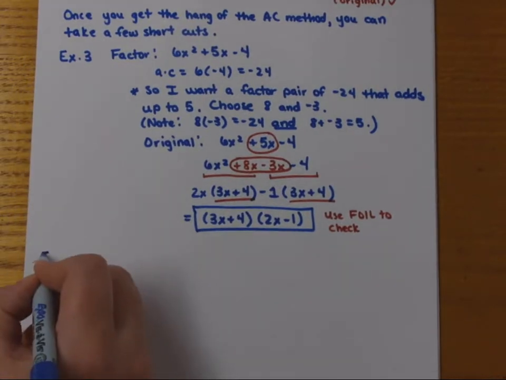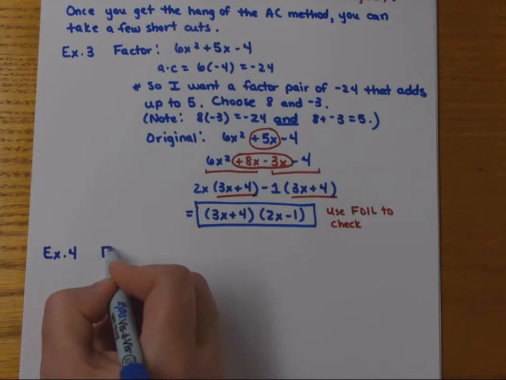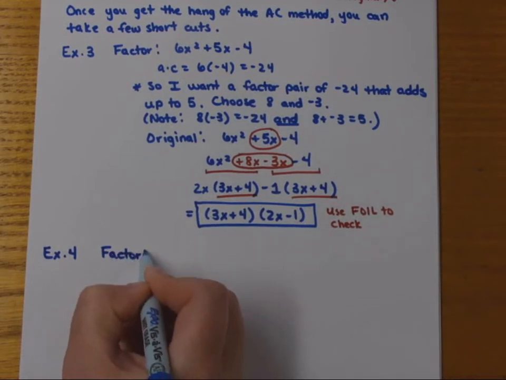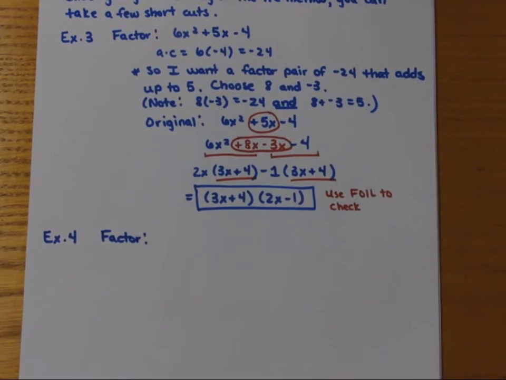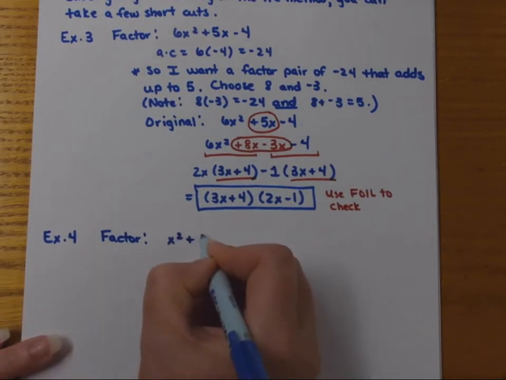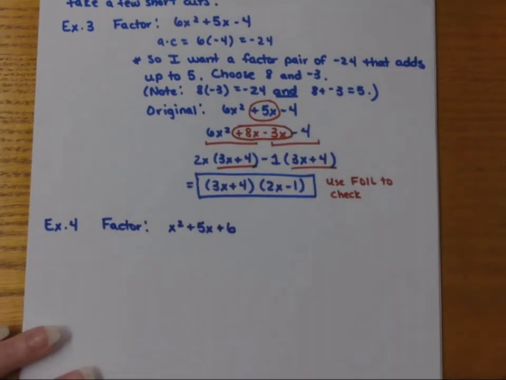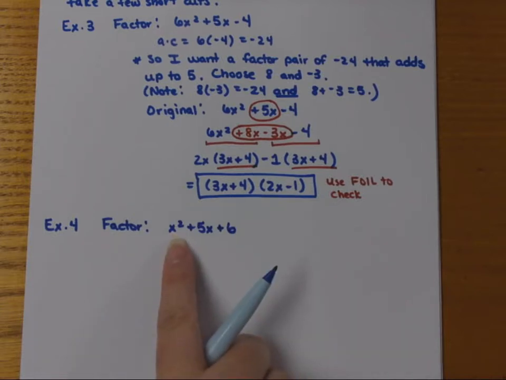Okay, sometimes though you might get a factoring question that maybe you think we don't need the full-blown AC method for. So let's look at one like that. Let's do x squared plus 5x plus 6. Notice the difference between this problem and the two before it is that the coefficient in front of x squared is 1.